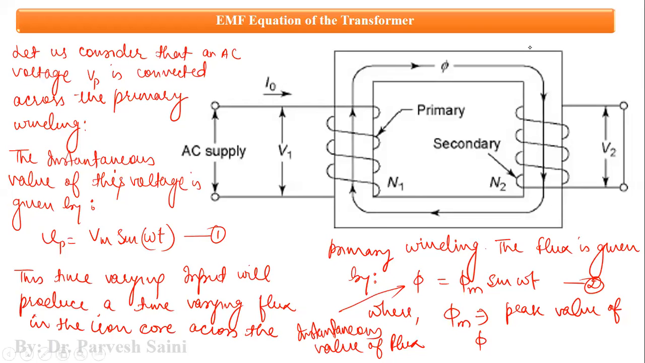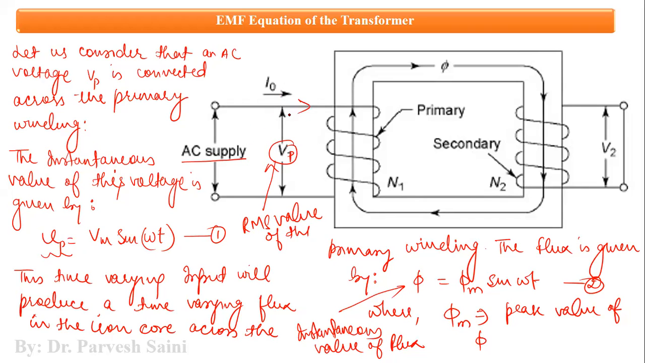So now let us discuss the EMF equation. As I have already discussed with you in the previous slide, when you connect an AC supply to the primary winding, what happens? Now, before that, let us understand this V1 is the RMS value of this supply voltage. So either you can use V1 or VP, whatever, it is totally up to you. The notation doesn't matter here, right?